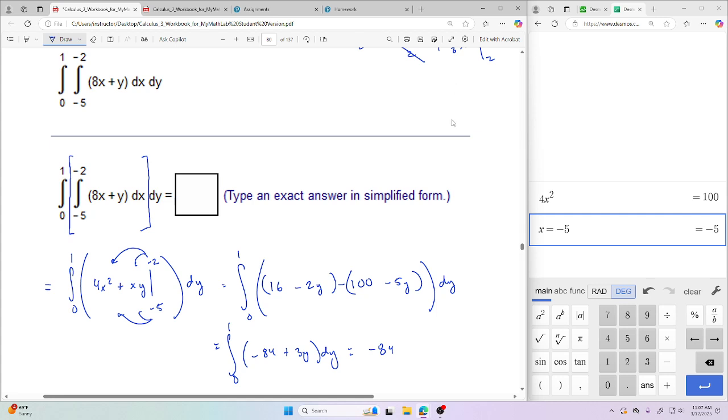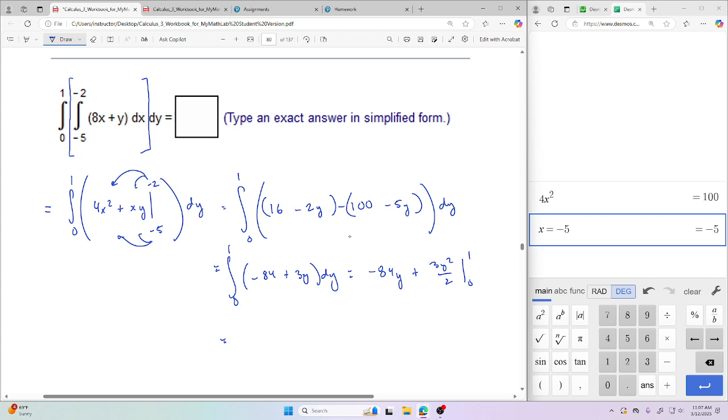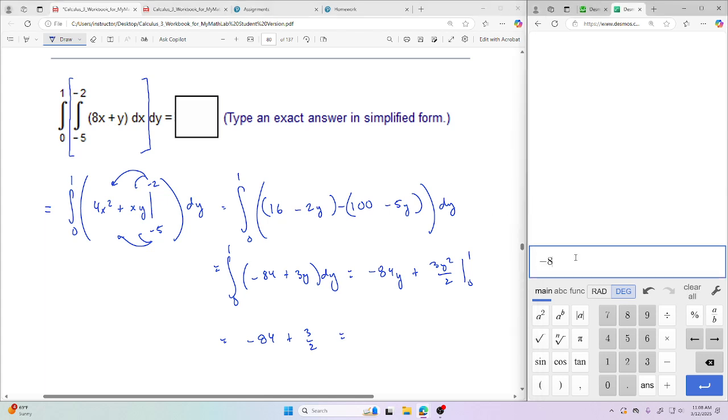So yeah, back to math. So there's a y here, and then 3y squared all over 2, 0 to 1. Thankfully, the 0 makes things easy, right? So negative 84 plus 3 halves times 1, and then the 0 cancels everything out. Calculator time. And then we should be done. We're going to flash the answers here in a second.